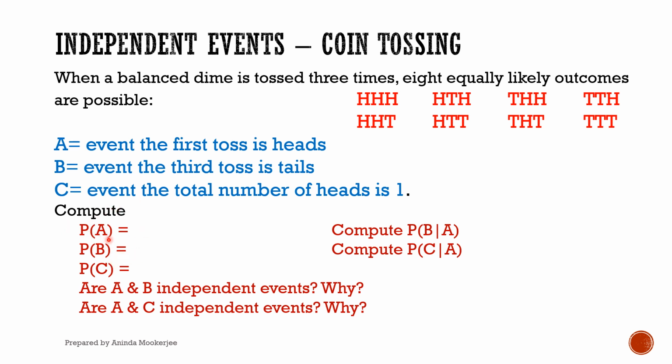Probability of A, what is A? Event, the first toss is heads, all right? So how many total combinations do we have? 8, right? So again, we are always using the F over N formula. So our probability is going to be calculated with the F over N formula. N is going to be 8 because we have 8 equally likely outcomes. And then for probability of A, what is A?